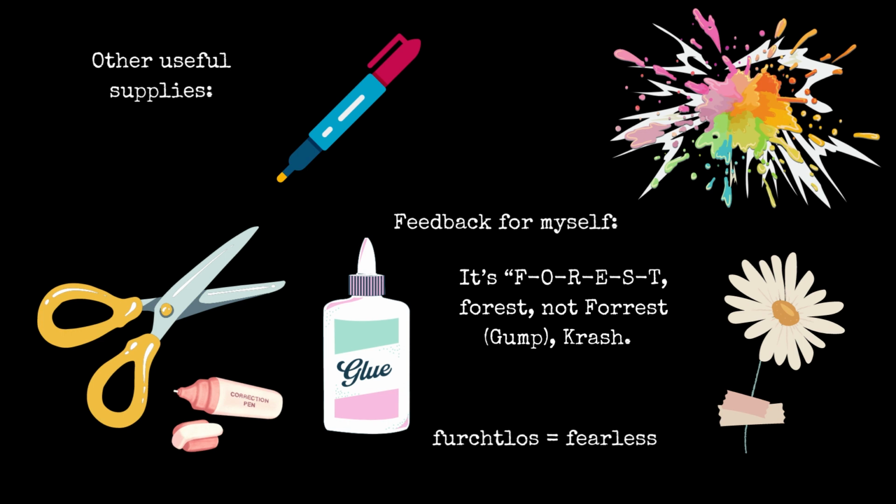P.S. Here are some other supplies that I may have forgotten to mention or didn't picture earlier: glue, tape, Sharpies, highlighters, colored pencils, markers, paint if you're brave, scissors, double-sided tape is awesome. And here's some feedback I have for myself as I reread my poem: Forest is spelled with one R, not Forrest Gump with two R's.